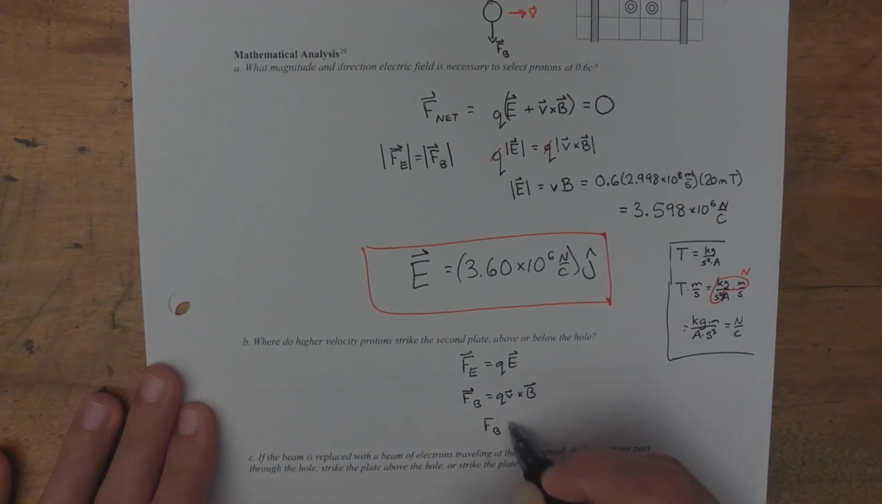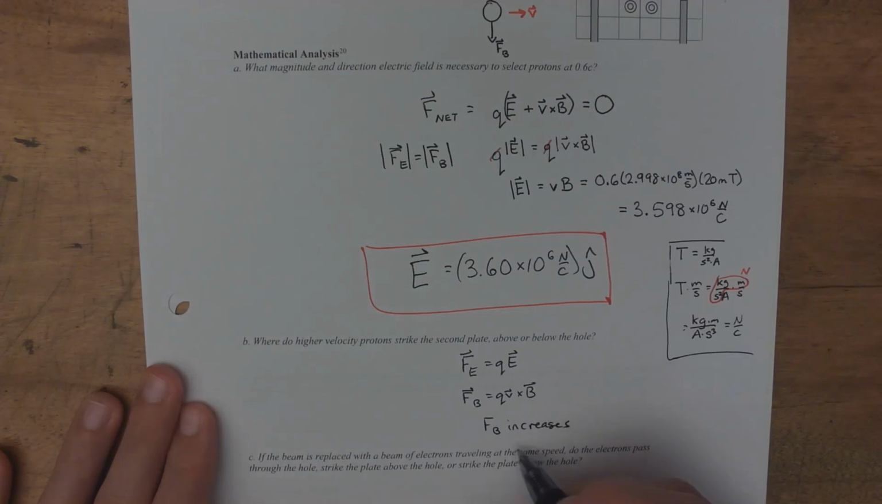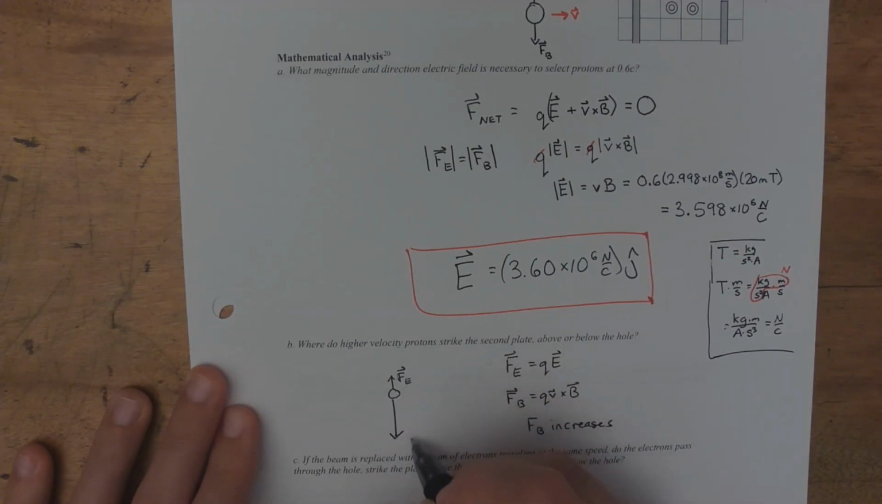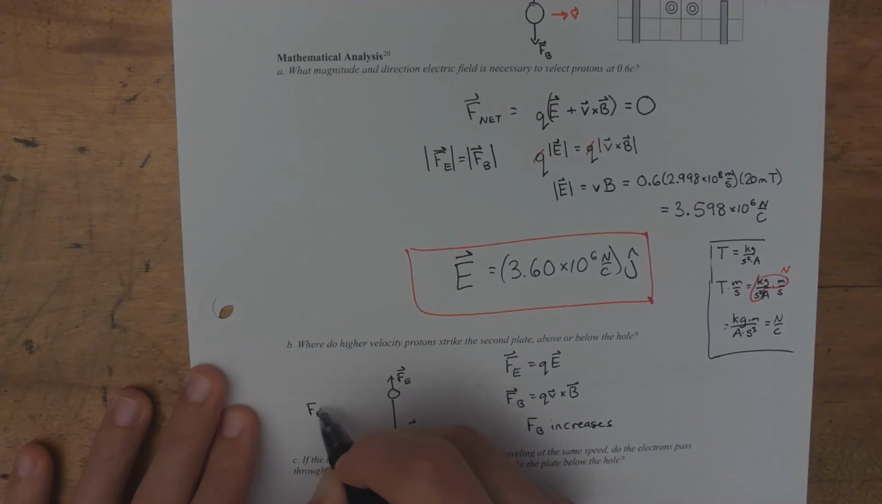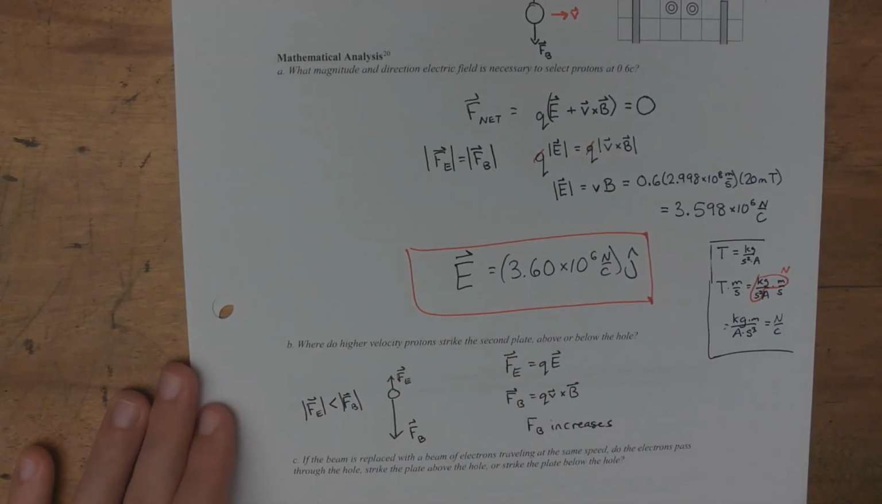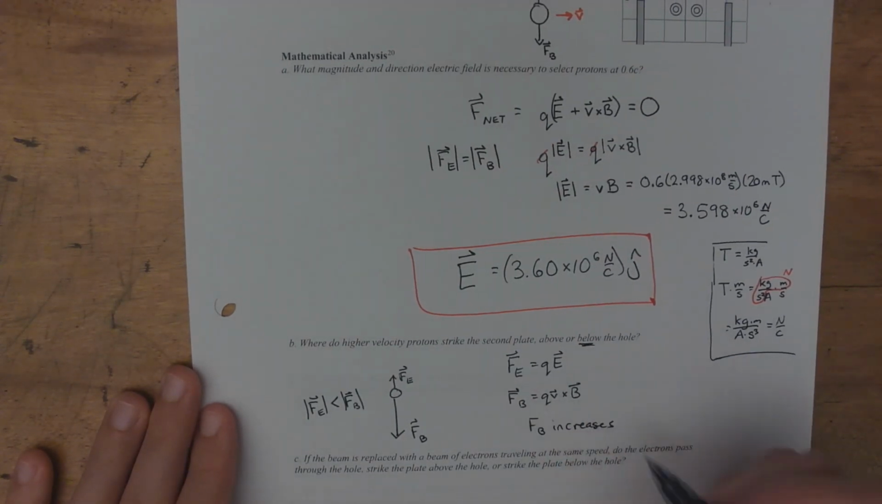If the velocity increases, the magnetic force is going to increase also. So the magnetic force increases. The magnetic force was pointing downward. So let's just draw a little picture here. Now the magnetic force is larger than the electric force. So if the force that's pointing downwards is larger, the particles are going to strike below the hole.